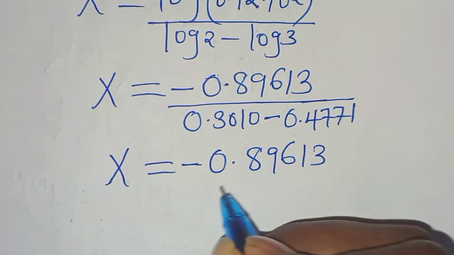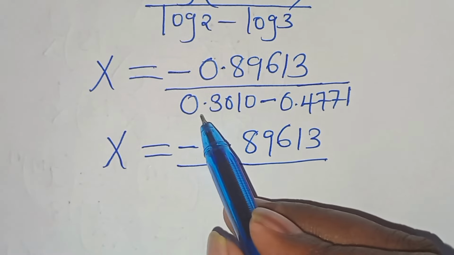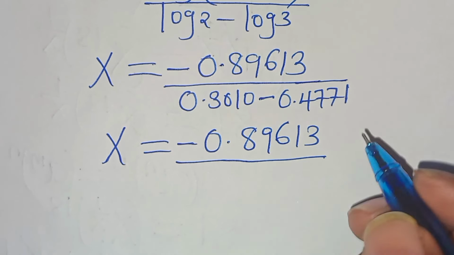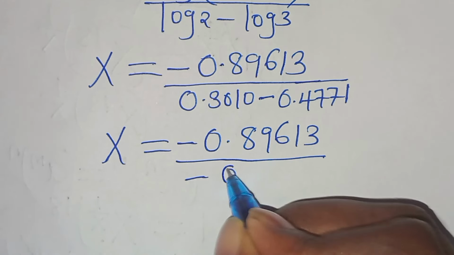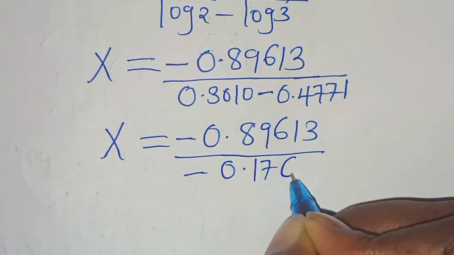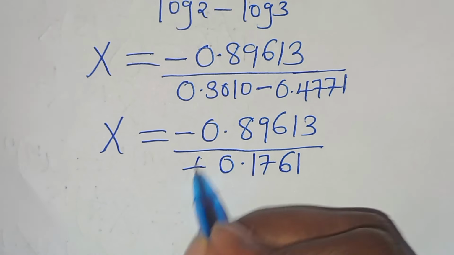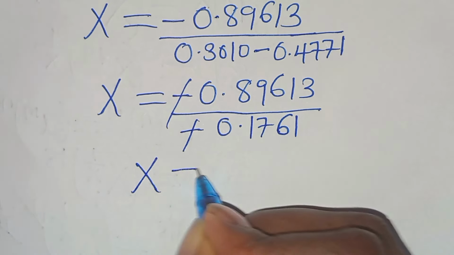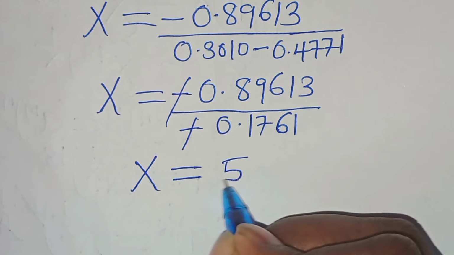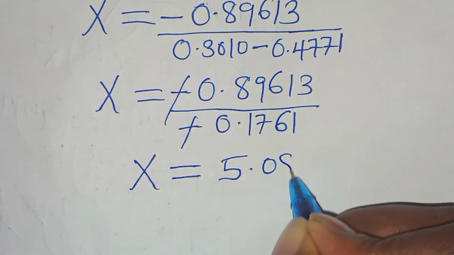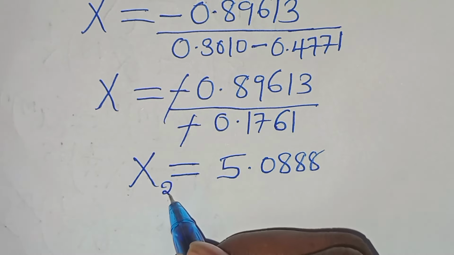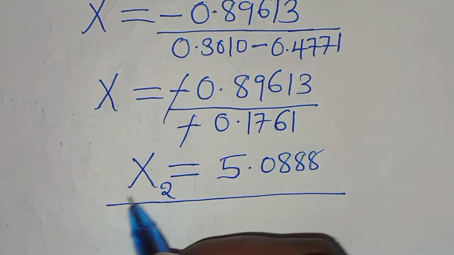Now, this implies that x is equal to minus 0.89613 divided by 0.3010 minus 0.4771. This is equal to minus 0.1761. So let's simplify here. Minus and minus simplifies, so that now we have the value of x equal to 5.0888. So this is x2. We have the value of x2.